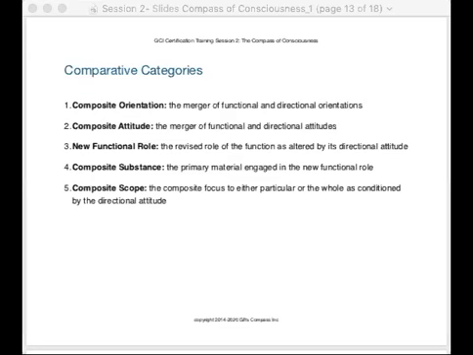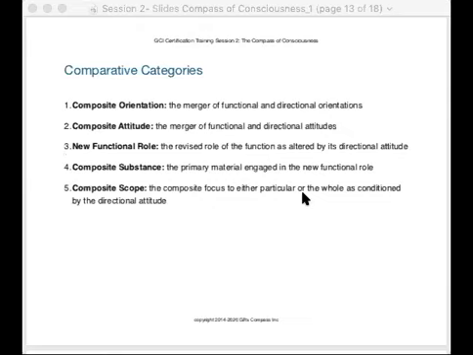As we proceed in the course, we'll be using the following 5 comparative categories to assess the character of each type, as well as possible collaborations and oppositions. Composite orientation will be the merger of functional and directional orientations. Composite attitude will be the merger of functional and directional attitudes. The new functional role is the revised role of the function as altered by its directional attitude. Composite substance will be the primary material engaged in the new functional role. And composite scope focuses on either the particular or the whole, depending on its directional attitude.